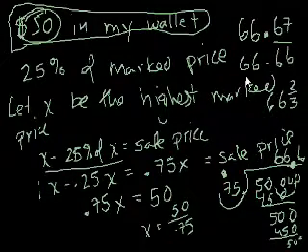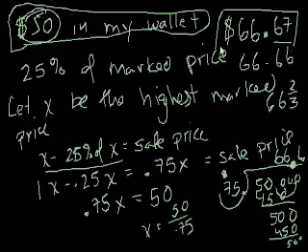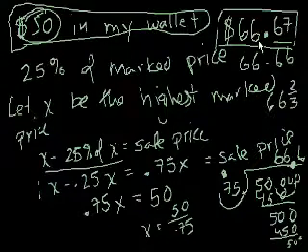But since we're working with money and working at dollars, we should just round to the nearest penny. So the highest marked price that I can afford is $66.67. So if I go and I see a nice pair of shoes for $55, I can afford it. If I see a nice tie for $70, I can't afford it with the $50 in my pocket. So hopefully not only will this teach you a little bit of math, but it'll help you do a little bit of shopping.